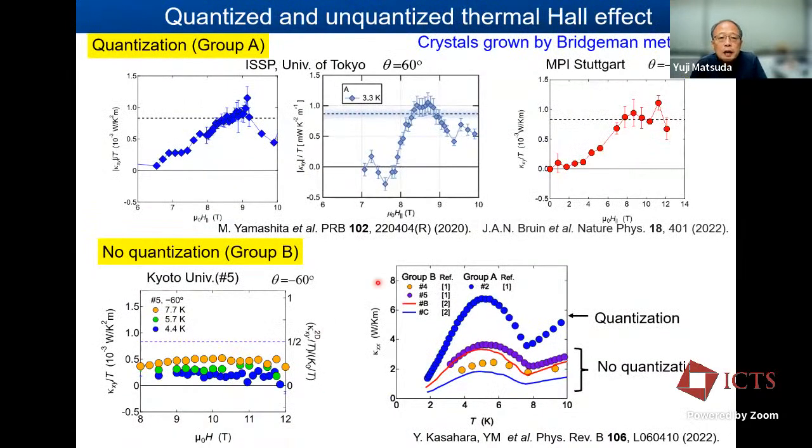Okay, let me discuss reproducibility. Until now, three groups, our group, the ISSP group and the Max Planck group, measured the thermal Hall effect on crystals grown by the Bridgman method. So three groups observed the quantized plateau, the half quantized plateau, at this resolution.